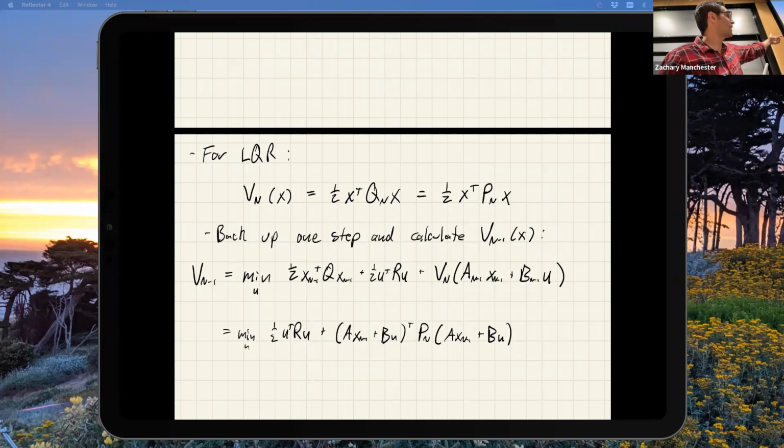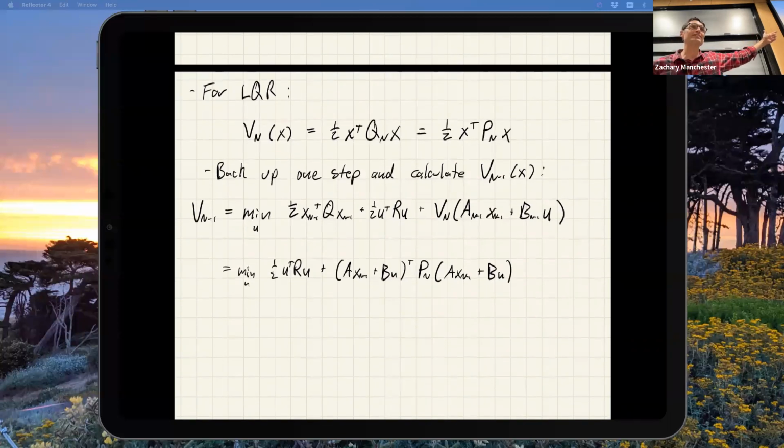Yeah. So what we're going to get out of this is Vn minus 1 of x. It's a function of x. So we plug in whatever x we're at at that time. We'll see that in one sec here. So what kind of function is this of u? Quadratic. And based on all our positive definite stuff, it turns out it's positive definite also. So I can solve this min by just taking the gradient equal to 0. So let's do that.